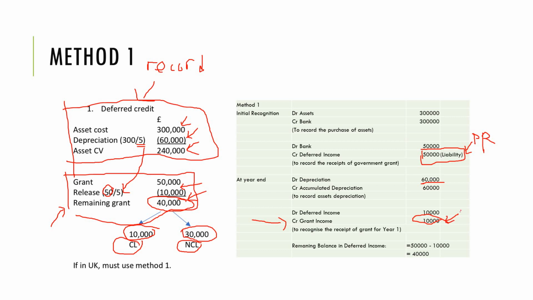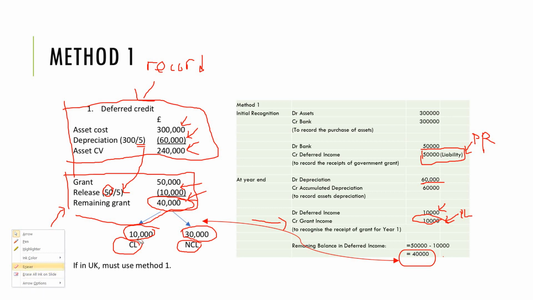So this one is recorded, will be posted in your P&L. So this one will decrease your deferred income. So at the end, you will have a remaining balance of deferred income of 40,000, and these 40,000 have to be classified into current liability and non-current liability.